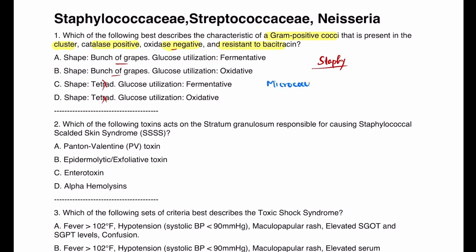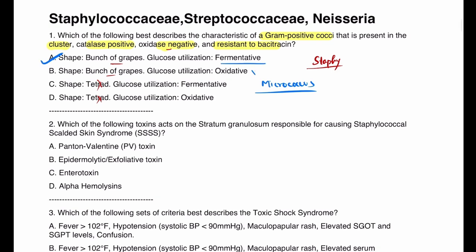So the answer to this question will be option A, bunch of grapes appearance, and glucose utilization is fermentative, never oxidative, because Staphylococcus is a facultative anaerobe. It is not an oxidase positive organism, so the glucose utilization won't be oxidative.